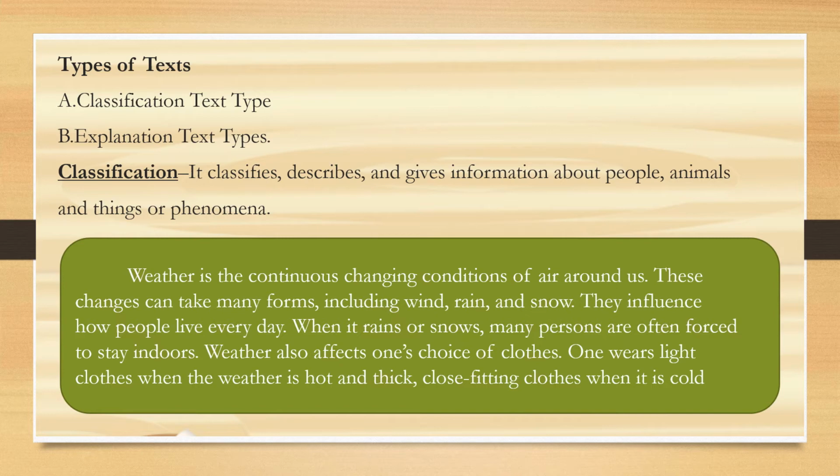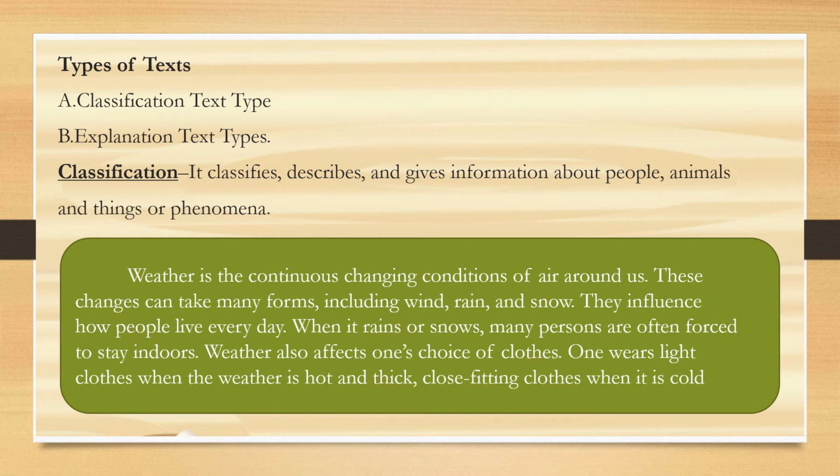Now, what is classification text type? It classifies, describes, and gives information about people, animals, and things in phenomena.